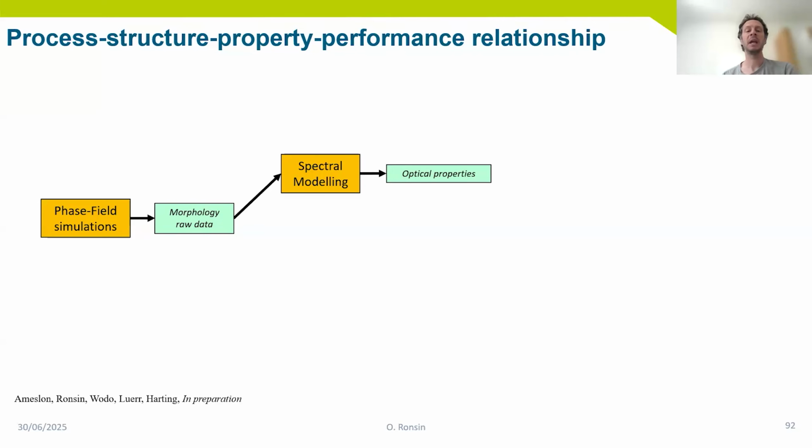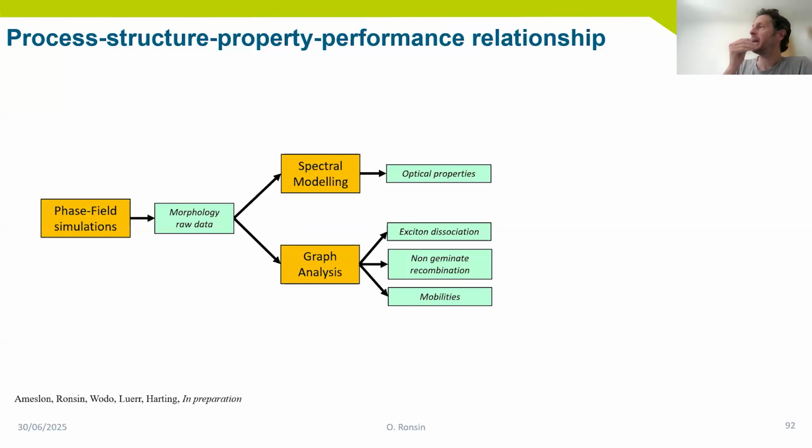So the first thing we can do in a simple way is using this morphology raw data to extract some simple descriptors. So typically, how much amorphous phase of donor or of acceptor do I have? How much of crystalline phases of both? And if you're able to spectrally model this, you might have optical properties depending on your morphologies. This is the first point. And of course, behind you will have the light absorption properties.